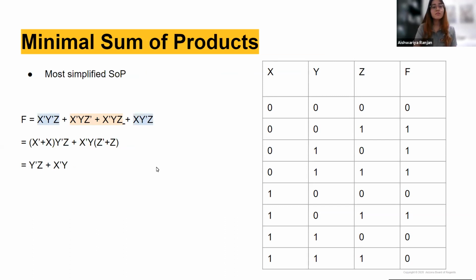Now, a minimal sum of products is the most simplified SOP you can get. So it is a non-canonical SOP, but it's different because it's the most simplified.